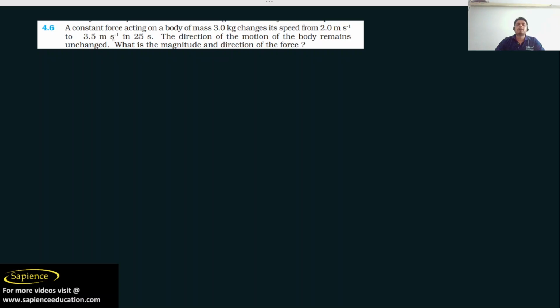Now, question 4.6, a constant force acting on a body. See, try to see what the question is asking. A constant force acting on a body of mass 3 kg changes its speed from 2 meter per second to 3.5 meter per second. Let us consider this is a body, and it has a mass of 3 kg. Let us consider its initial velocity is 2 meter per second and final velocity is 3.5 meter per second.